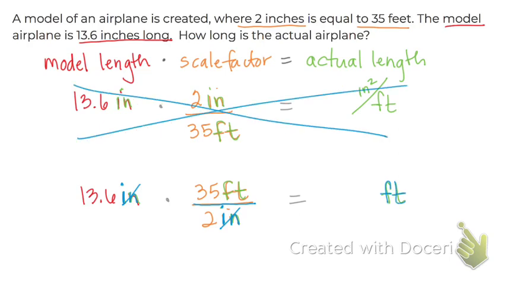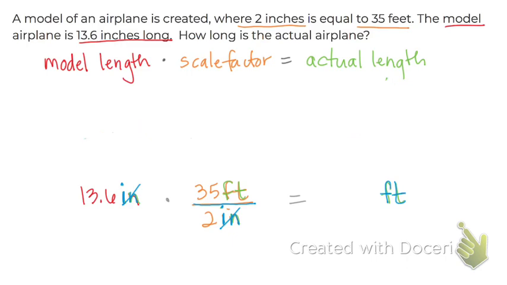So let's focus in on the second one and think about what the number in our answer would be. Let's multiply the numerators, the 13.6 times the 35, and then we're going to divide that by 2. And if you do that, you get 238 feet. So the length of the actual airplane would be 238 feet if we're using the scale factor of 2 inches equals 35 feet.